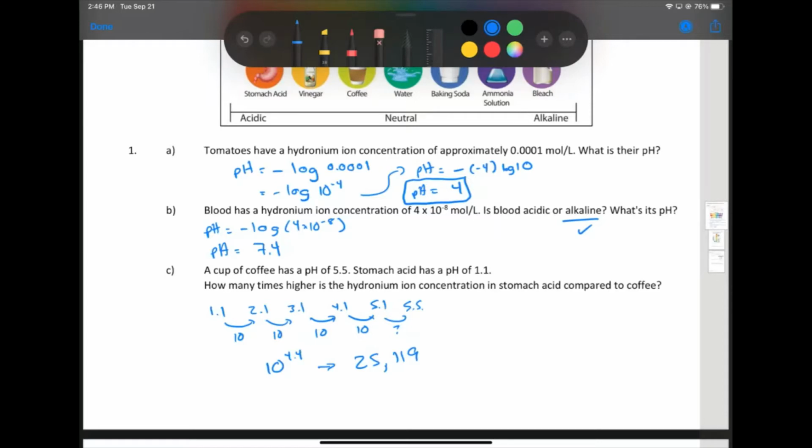And the hydronium ion concentration in stomach acid compared to coffee. So we're comparing stomach acid, which means the hydronium concentration is higher. So therefore, stomach acid has a, I don't feel like writing out the word hydronium, H plus concentration 25,119 times higher than coffee.